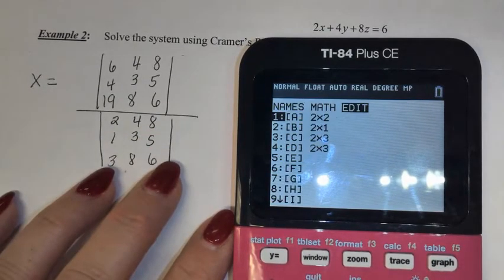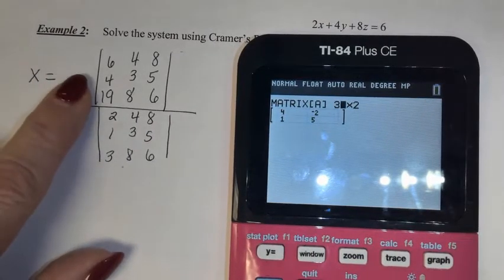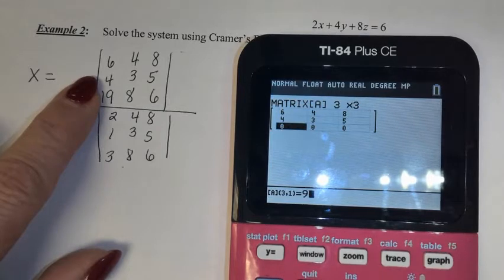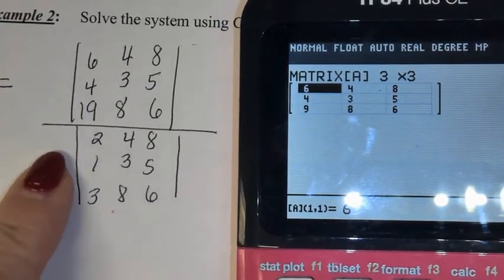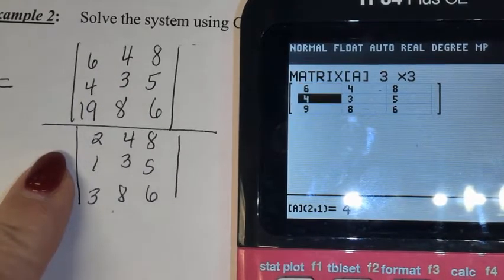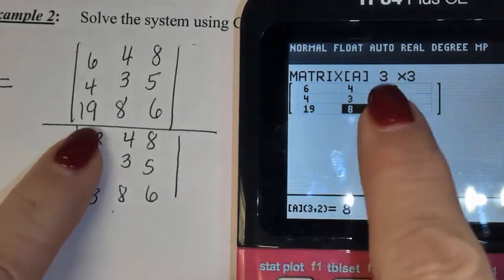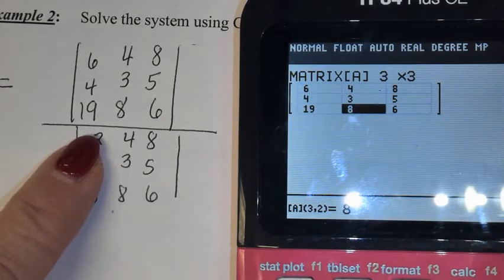Let's get this determinant. So I'm going to go to Edit. I'm going to go to Matrix A. And I'm going to do a 3 by 3 matrix and put that in. And you should always just double check it. Oops, I have a 9 in there instead of a 19. Change that. That's why you always want to double check it, just to make sure you have the numbers in right. It's really annoying when you do the problem and then you're like, what?